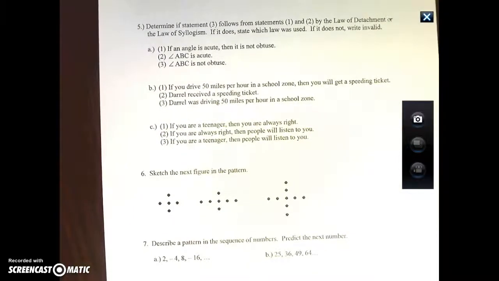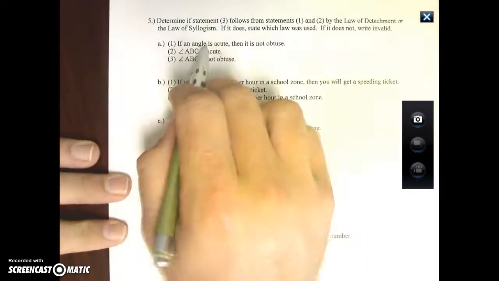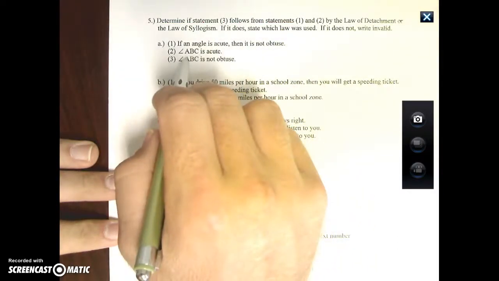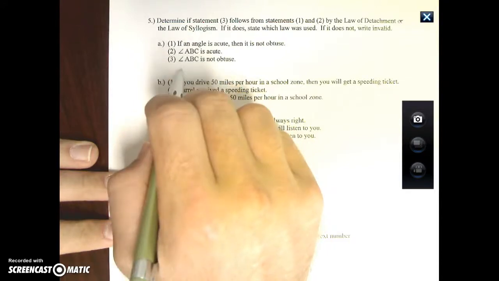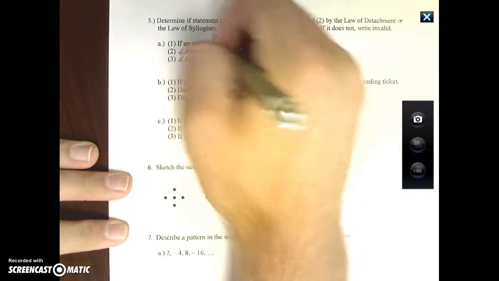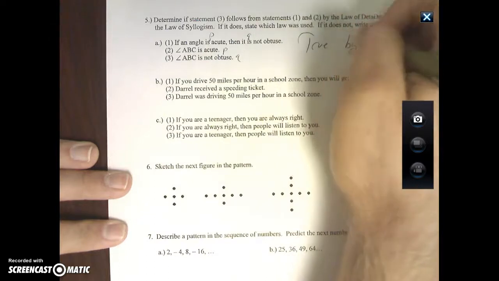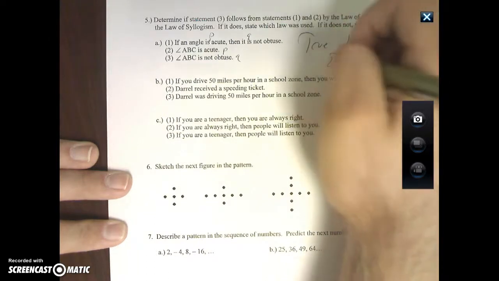Alrighty, on the back. Everybody's favorite laws of logic. Determine if statement 3 follows from statements 1 and 2. So we're going to read the first two, and then if we think it's true, we say yes, and false, so on. Number 1, if an angle is acute, then it is not obtuse. If P, then Q. Angle ABC is acute. P is true. Therefore, ABC is not obtuse. Q is true. This is true by law of detachment.